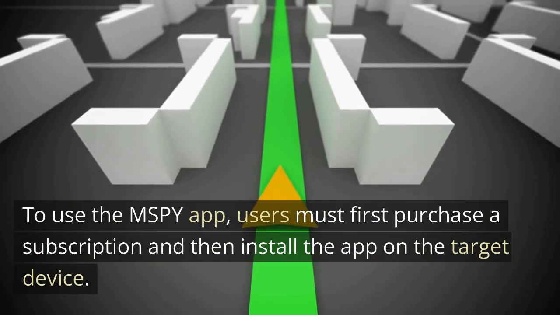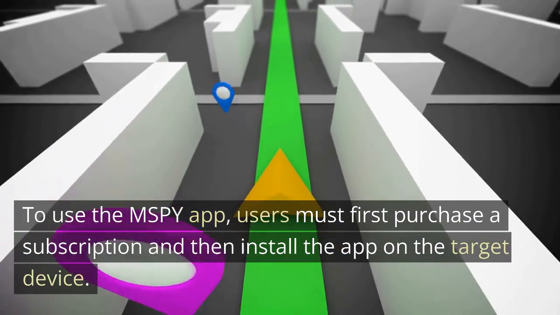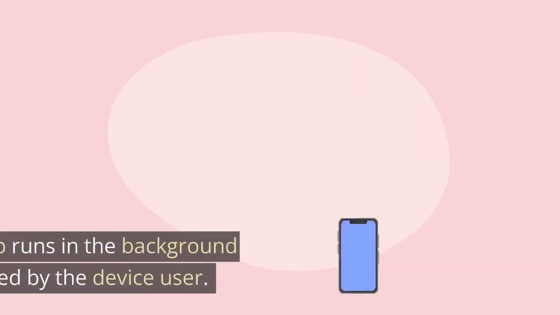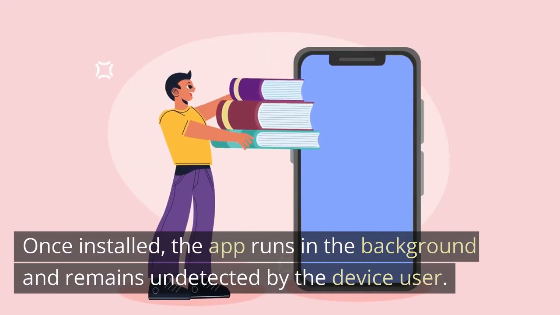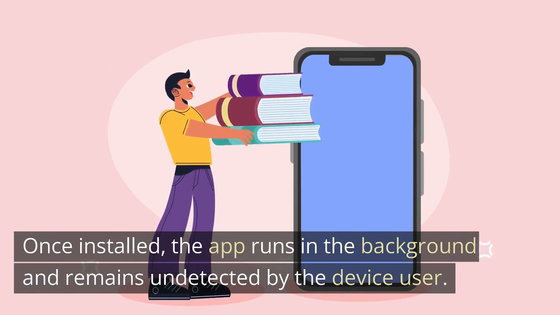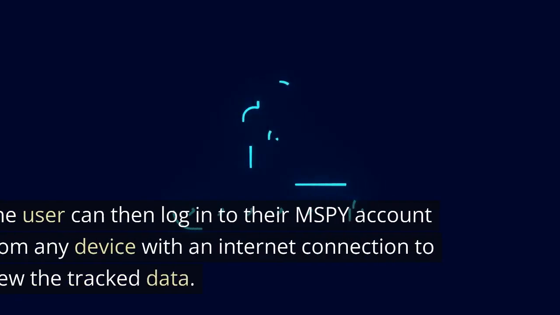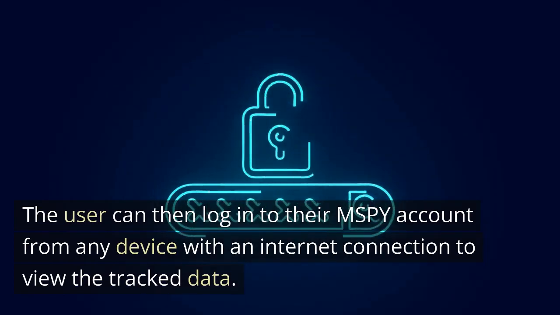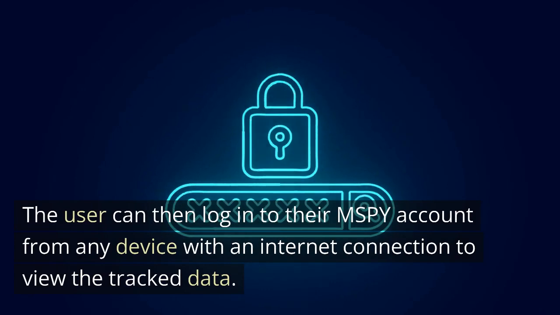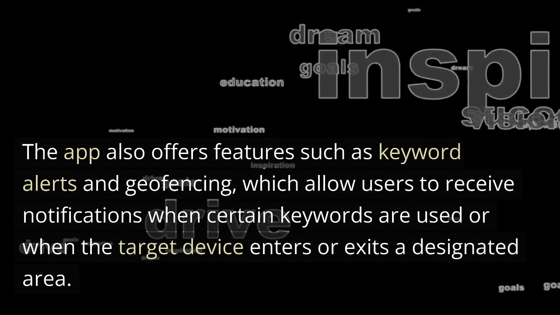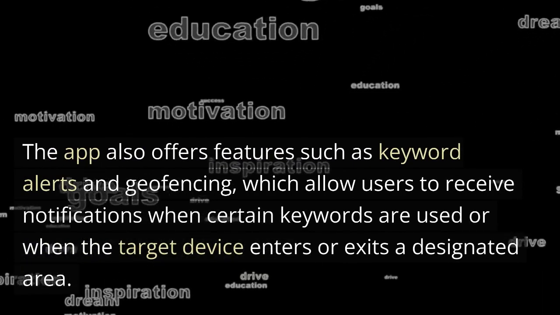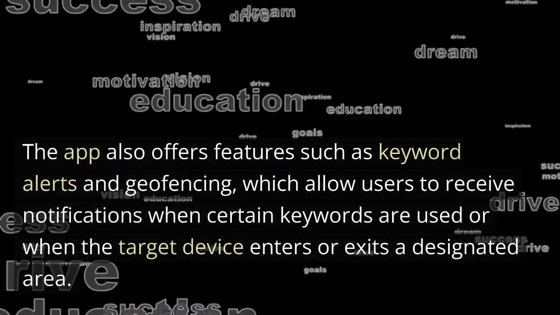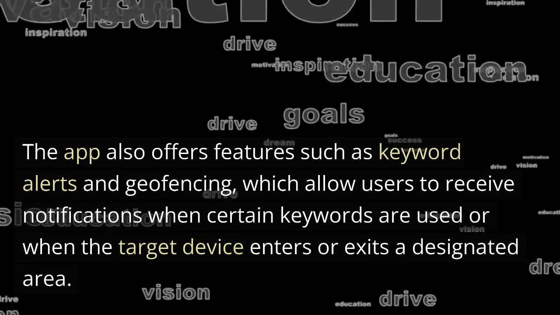To use the MSPY app, users must first purchase a subscription and then install the app on the target device. Once installed, the app runs in the background and remains undetected by the device user. The user can then log in to their MSPY account from any device with an internet connection to view the tracked data. The app also offers features such as keyword alerts and geofencing, which allow users to receive notifications when certain keywords are used or when the target device enters or exits a designated area.